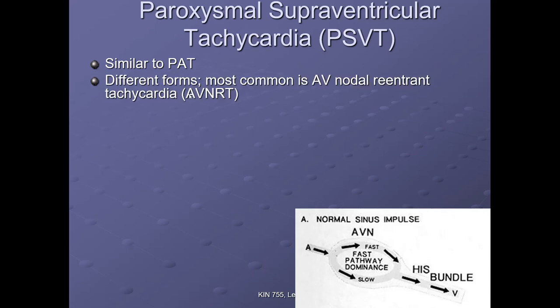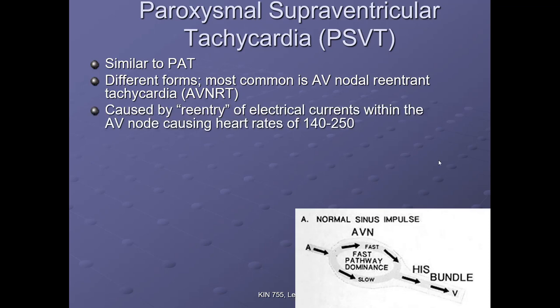So there's different forms. The part we're going to talk about here, and I'm going to use these terms interchangeably, is PSVT and AV node reentrant tachycardia. I'm going to assume for the purposes of this class that the reentrant tachycardia is causing this. So I want to talk about what that is. This is a rather complex phenomenon. What you're going to get here is re-entry of electrical impulses within the AV node.